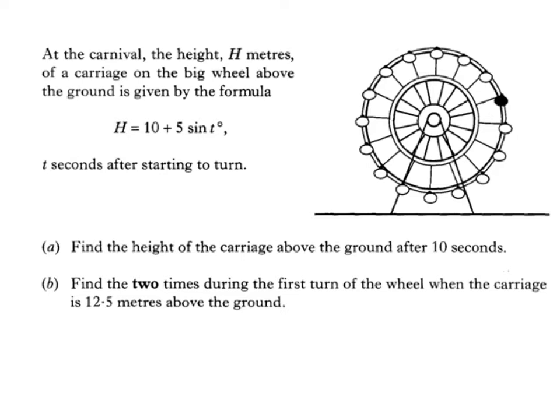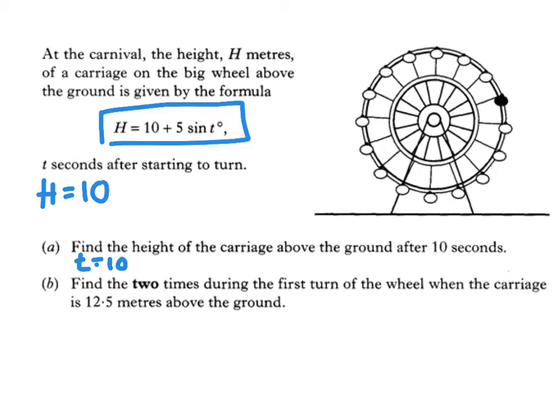So if we look at part A, it says find the height of the carriage above the ground after 10 seconds. And then I would say to you, well, what in this formula here stands for seconds? And they would say, oh, T is your time, so 10 seconds. So all you're doing for part A is subbing in T equals 10. So I'm just going to do my working up here. The height after 10 seconds would be 10 plus 5 sine 10. And you just go to your calculator and you type that in exactly as it reads. There's nothing difficult for that.